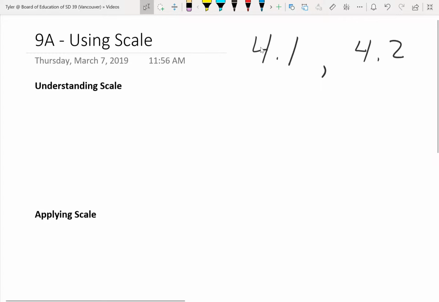The next video we're going to do is going to be a little bit of the harder questions, when we're actually doing the complex math using fractions. So let's just start talking about the basics of scale and what it means.